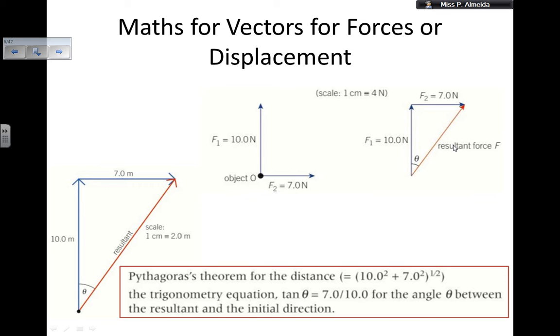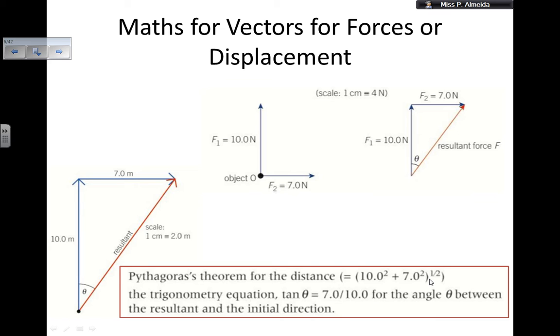All that I need to do is work with Pythagoras' theorem. So F is going to be one of them squared, so 10 squared, plus the other one squared, 7 squared, and then because I want to know F and not just F squared, I do the square root of it. So this would be the number. You can do the calculation to check what this is.